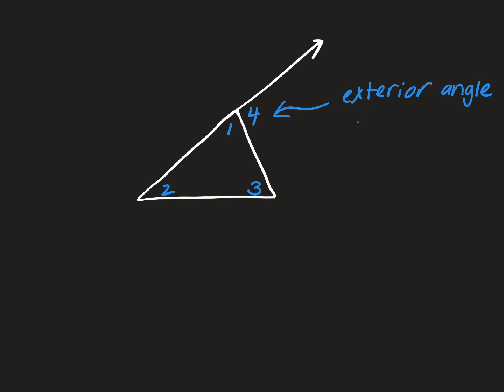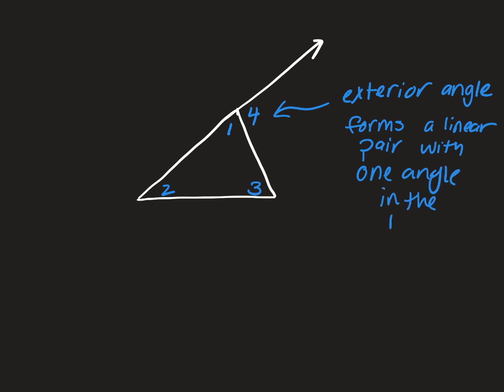Right, and it forms a linear pair with one angle in the triangle. Remember, it's been a while since we talked about this, but angles that form a linear pair are two angles that come together to form a line. Like angles 1 and 4 form a line.